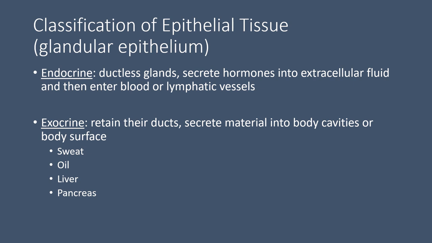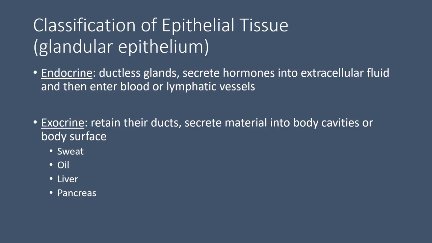Epithelial tissue also includes the glandular epithelium. This would be the endocrine and exocrine glands. Endocrine glands are the ductless glands. They secrete hormones, so this is involved with the endocrine system. They secrete the hormones, which will go into the extracellular fluid and then enter typically into the blood and be transported to their target cell.